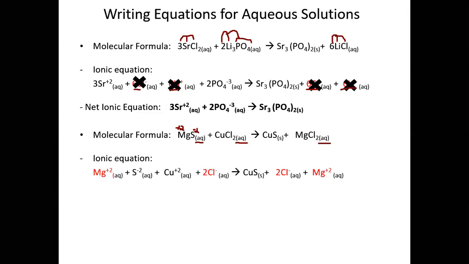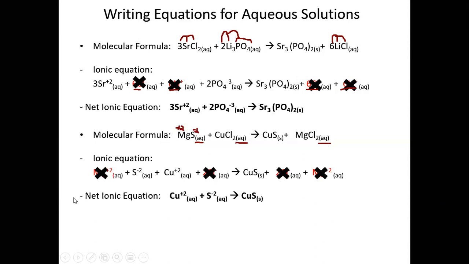And so here, when we write the ionic equation, all the reactants are ions, and on the product side, we have copper sulfide, which stays together because it's a solid, and then we have magnesium chloride, which is broken apart. Now again, the ones in red are the spectator ions. They don't participate in the chemical reaction. And so we can cross them out, and what we have left is the ions that participate in this reaction, which are the copper 2 plus and sulfide ions, to get copper 2 sulfide.